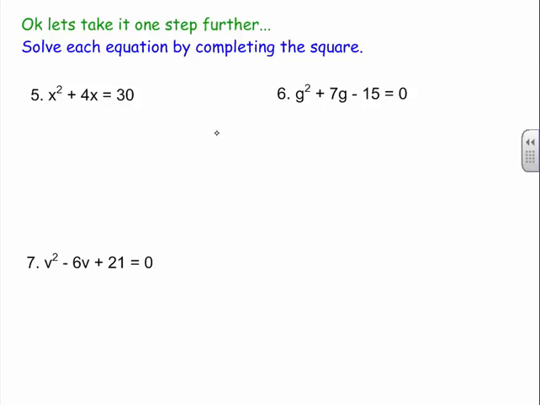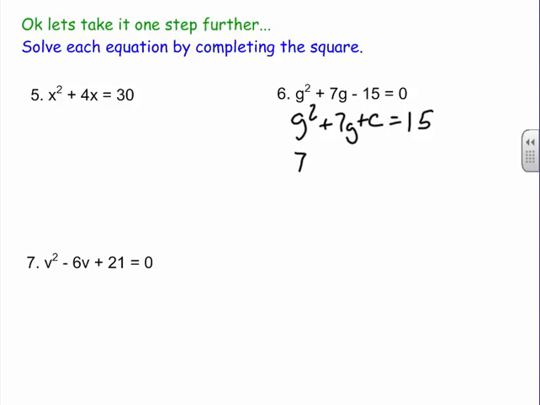But what we have to do, and I'm actually going to do number 6 first, is get rid of this 15. So I'm going to take g squared plus 7g, and move 15 to the other side. Don't forget it becomes positive, because we have to add 15 to both sides. What you do to one side, you have to do to the other. And then I'm going to add in just this plus c. So it looks exactly like what we did before. I'm trying to find a new c.